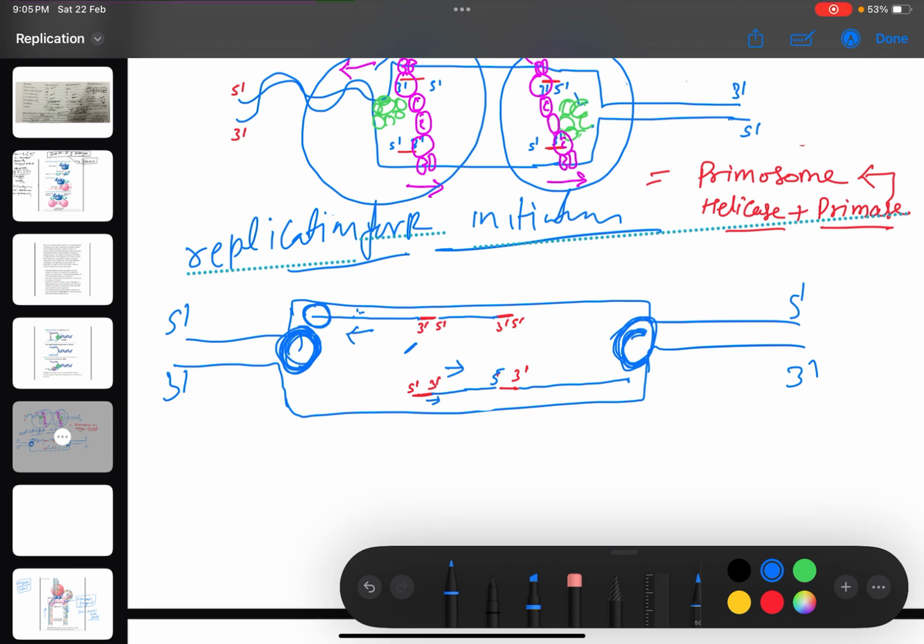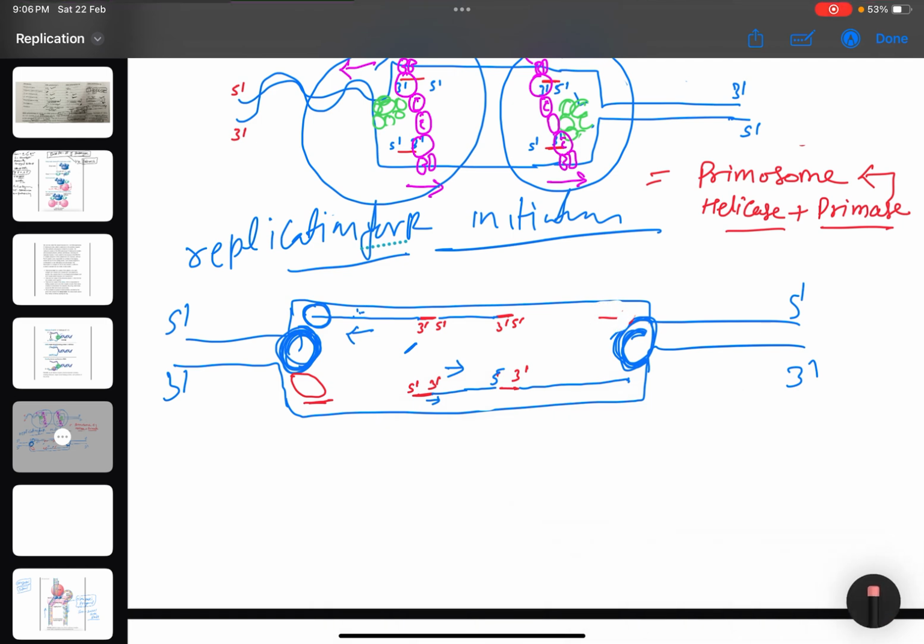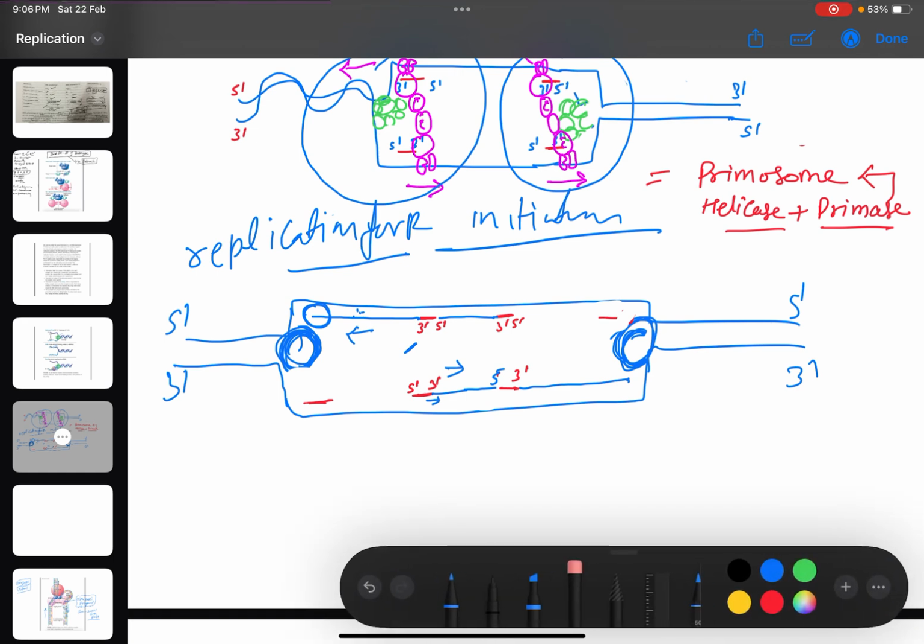Now what happens in elongation? At that stage, the helicase again requires another primase here and another primase here. So there is a requirement of primase for every lagging strand. Now again a primosome complex is produced. It will produce the RNA primer here, and again the RNA primase leaves this site and goes away.